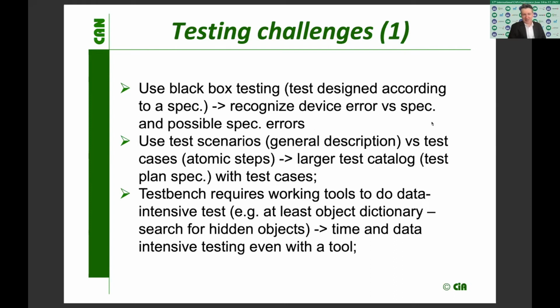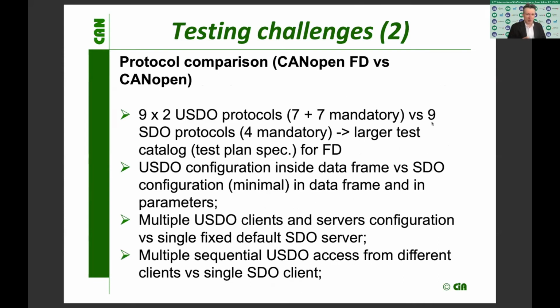The last item on this slide is the test bench, actually the test environment, which would require some working tools. Besides this, there is a request to have an automatic tool to handle this. For whatever reason, if this tool is not yet there, we still need tools for data-intensive tests, such as the object dictionary test for hidden objects, or reading back all the parameters. Such a part of the test is time and data consuming and so requires the usage of a tool. So any tool suitable for this might be involved in this testing. Without a tool, it will be complicated to do.